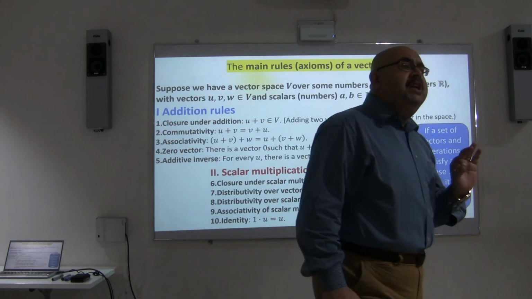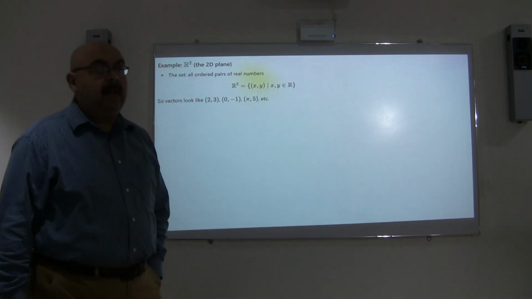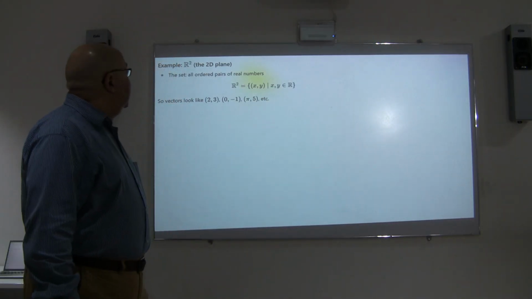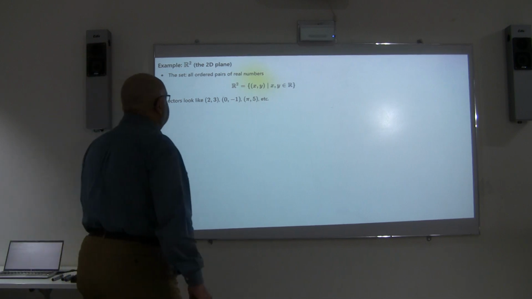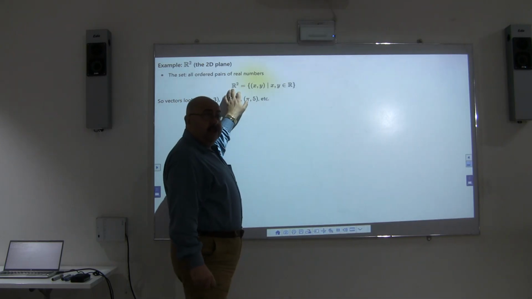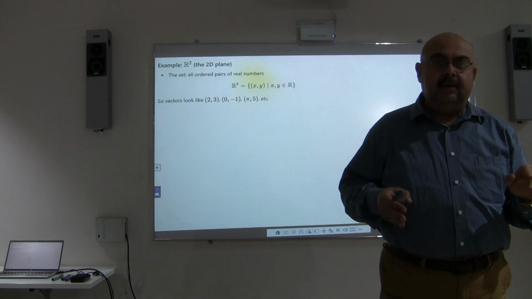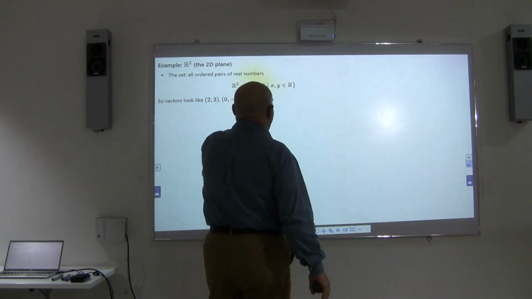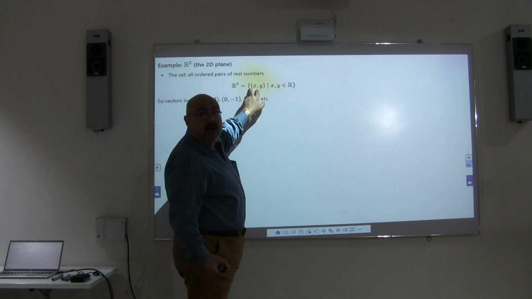Okay, I believe we need an example to show what we mean. Let's study this. This case is stating the set of all ordered pairs of real numbers. I'm talking about R2, which is a vector space. What's R2? It's the set of numbers that belong to the plane, x and y, where x and y belong to R. So that's the set of vectors that I want to check, whether they form a vector space or not.